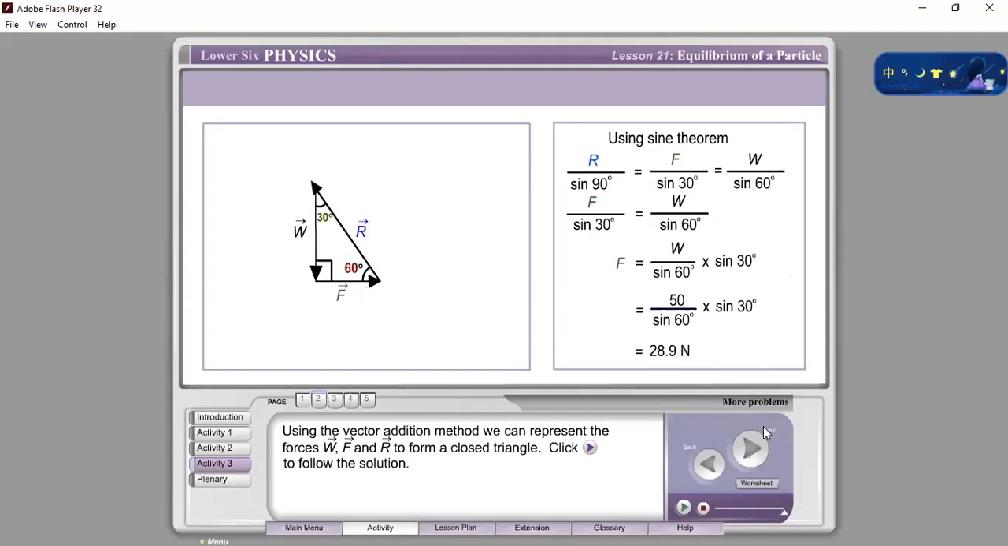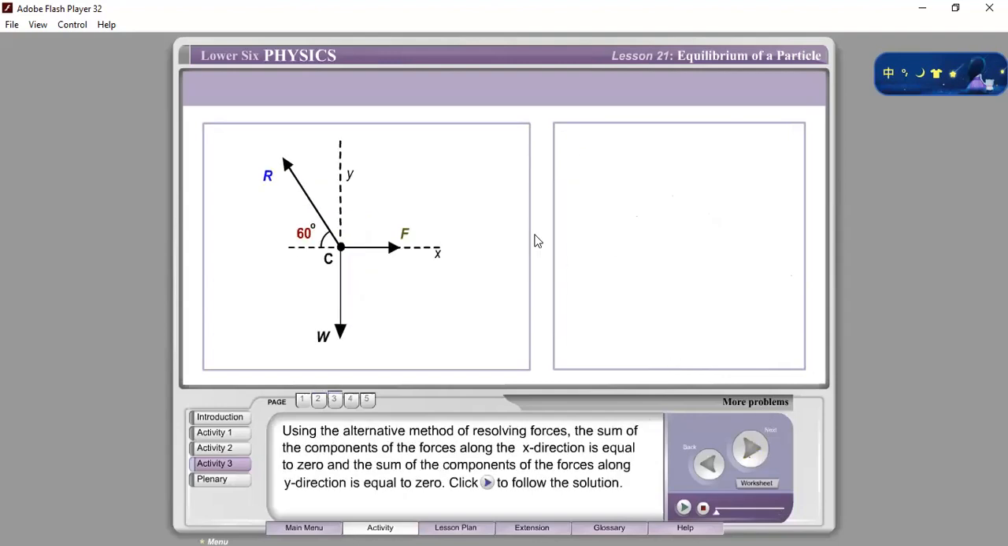28.9 Newton. Using the alternative method of resolving forces, the sum of the components of the forces along the x direction is equal to 0, and the sum of the components of the forces along the y direction is equal to 0. Click Continue to follow the solution. So we use the total force to the left equal to the total force to the right. Left equal to right, up equal to down.